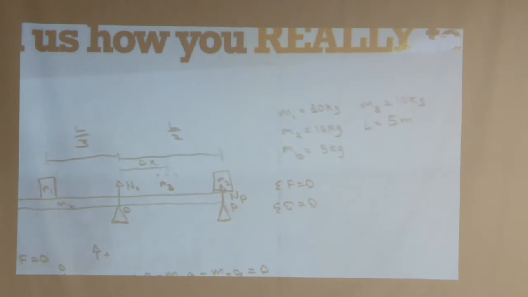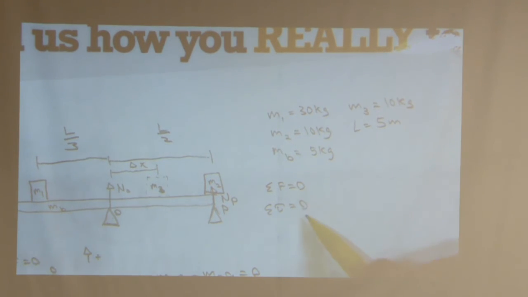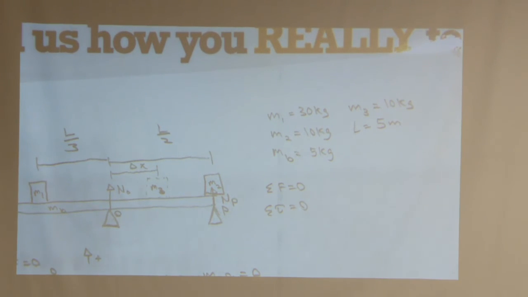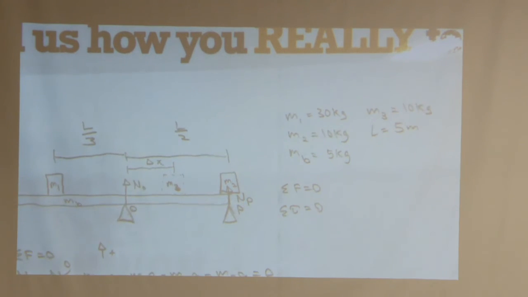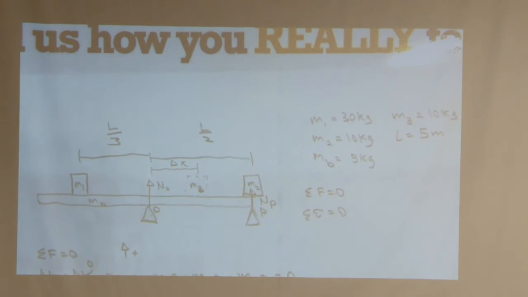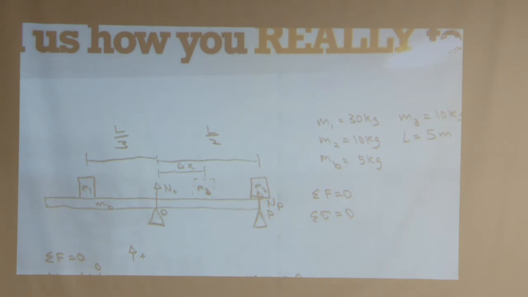So to achieve static equilibrium, both of these conditions must be met. All right? So we need the net force to equal 0, and we need the net torque to equal 0. So if you have a question on static equilibrium, the first thing you want to do is just go to these equations and figure out what to plug in.